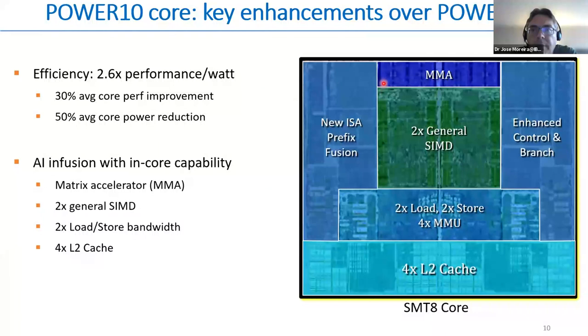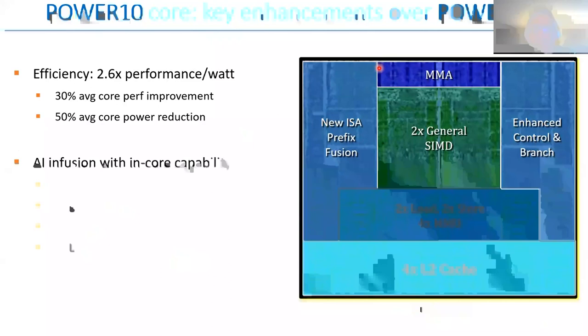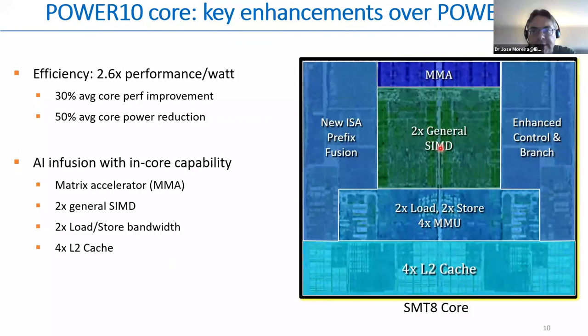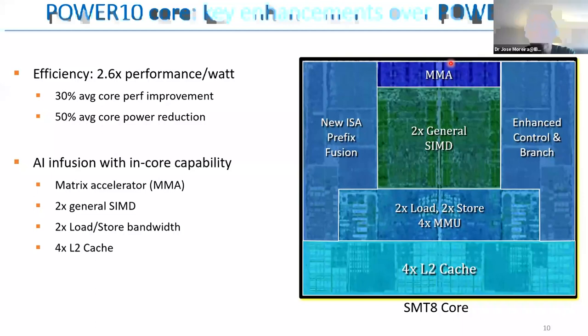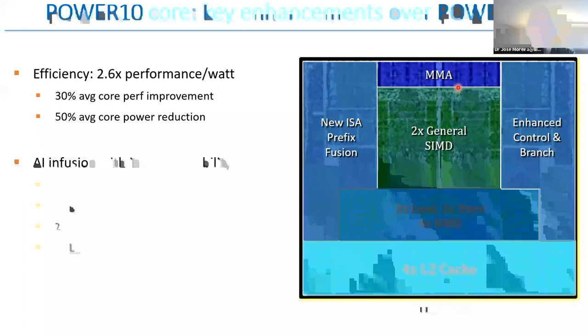So you can see, I don't know if you can see here, this is the picture of an entire core, including the L2 cache, okay? An SMT8 core. You see the MMAs here. Think of one half as an SMT4 core and the other half as the other SMT4 core. Each SMT4 core has its own MMA unit, so there are actually two here, in blue. So every SMT4 core has an MMA unit, but this MMA unit is power gated.